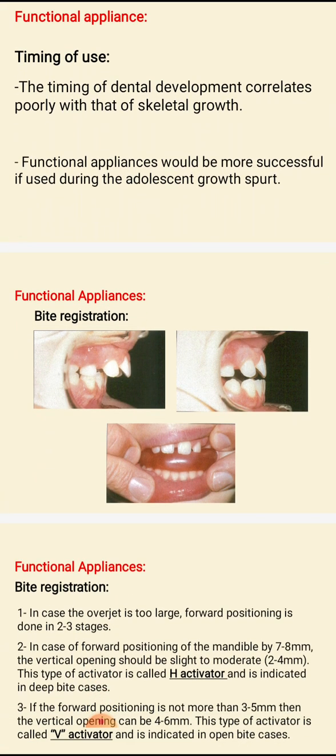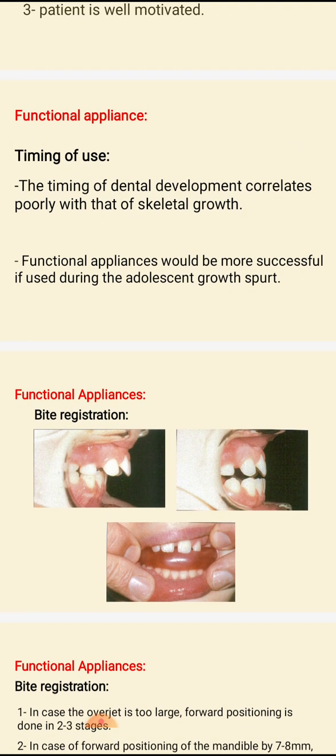To construct a removable functional appliance, you need bite registration. How to take the bite registration for a functional orthodontic appliance? It's basically similar to what you do in orthodontics when you do bite registration. But here, we need to advance the mandible to the desired position to correct the class 2 malocclusion.